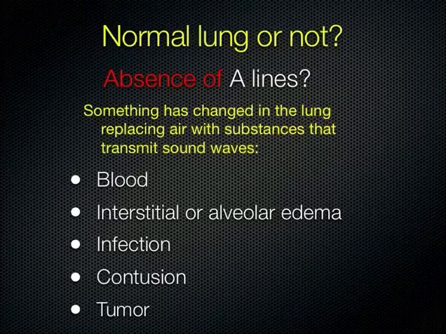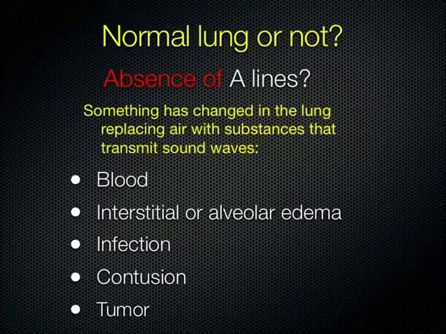Okay? Good questions. So when you're wondering whether you have normal lung or not, you are looking for, well, are the A lines gone? Because if the A lines are gone, then that means there's not air there. Something else has replaced the air in the lung, and that could be anything. That could be blood.